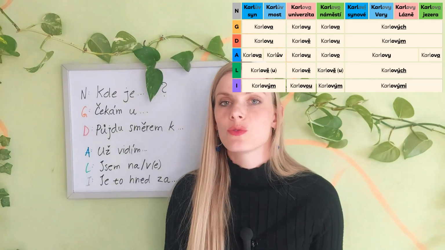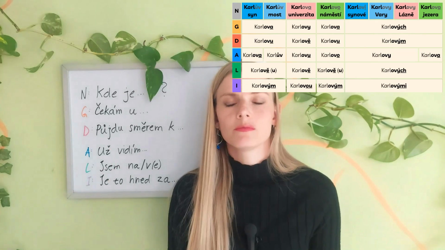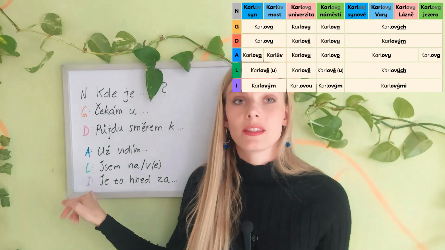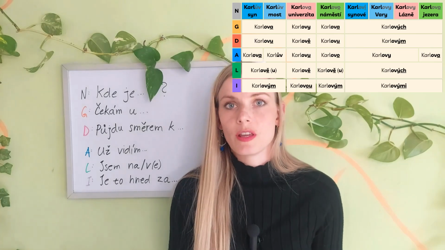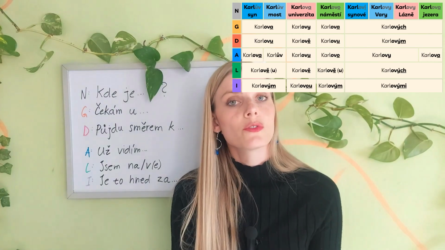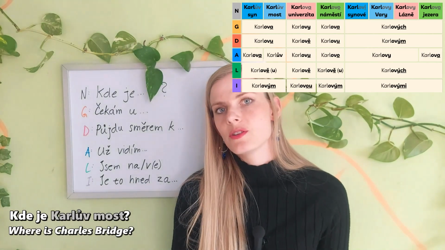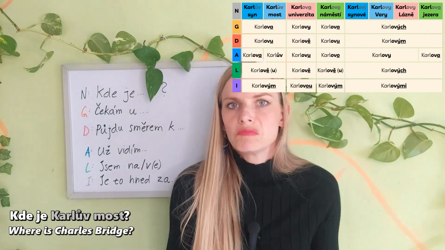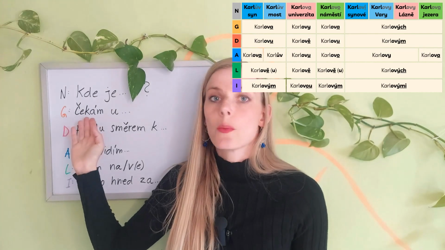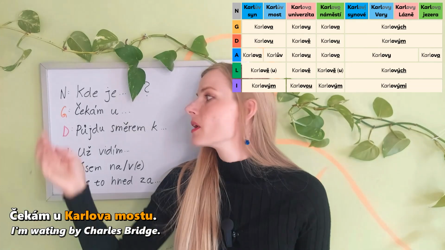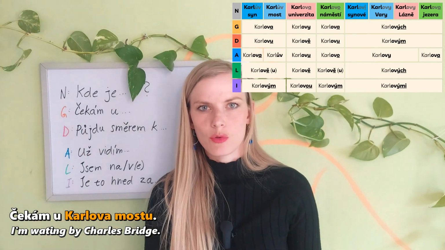Let's start with Karlův most. We're going to leave the son and sons aside for now. They would not combine very well with these sentences. All the others refer to places. Most of them are official names. Karlův most. The use of the nominative case would be in a sentence, where is Charles Bridge? Kde je Karlův most? Now the genitive. I'm waiting near or by Charles Bridge. Čekám u Karlova mostu.